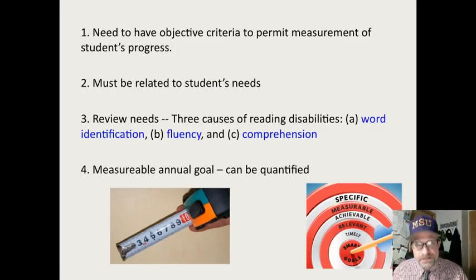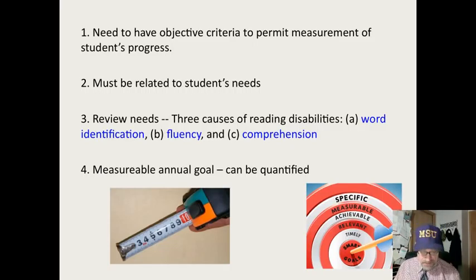I'm just an old literacy professor. What do I know about this other stuff? But I do know this. You need to have objective, measurable criteria to permit the measurement of students' progress so that you can see they're going from point A to point B. However, don't make the mistake of thinking that measurable only means standardized test scores. There's a lot of things that can be measurable.